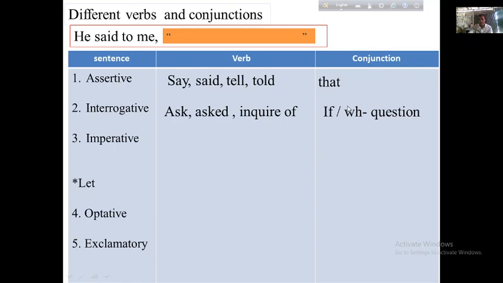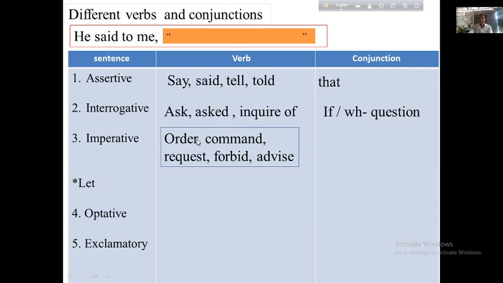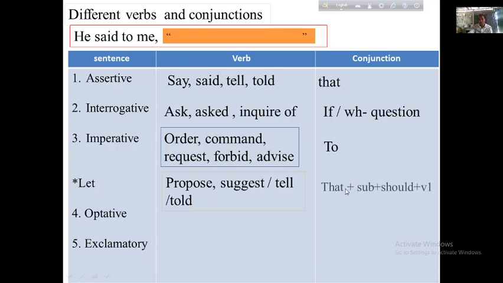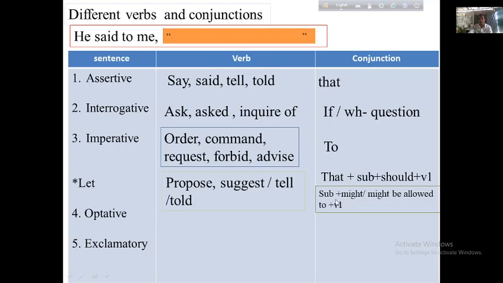We have to remember, if the reported speech starts with a WH question word, then we will use that word as a conjunction. On the other hand, we will use if. If the reported speech is an imperative sentence, then we will use as a reporting verb order, command, request, forbid, advise, and as a conjunction to. If the reported speech is an imperative sentence that starts with let, and it means propose or suggest, as a reporting verb we will use propose or suggest, tell or told, and as a conjunction we will use that plus subject plus should plus verb present form. If the sentence does not mean propose or suggest, then we will use as a conjunction that plus subject plus might or might be allowed to plus verb present form plus object.